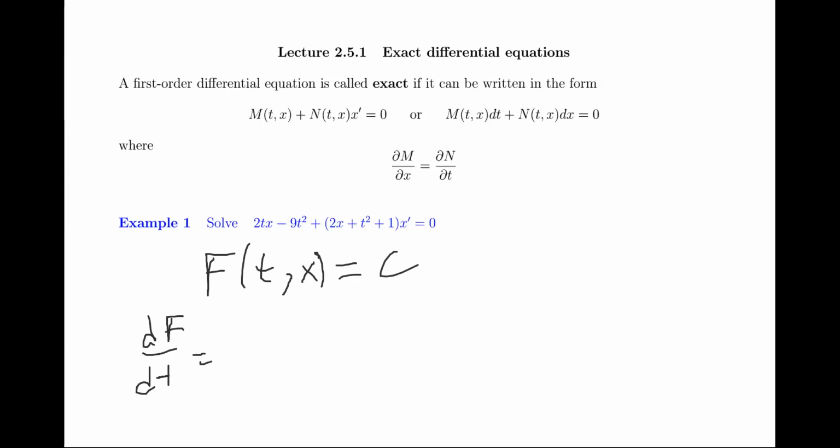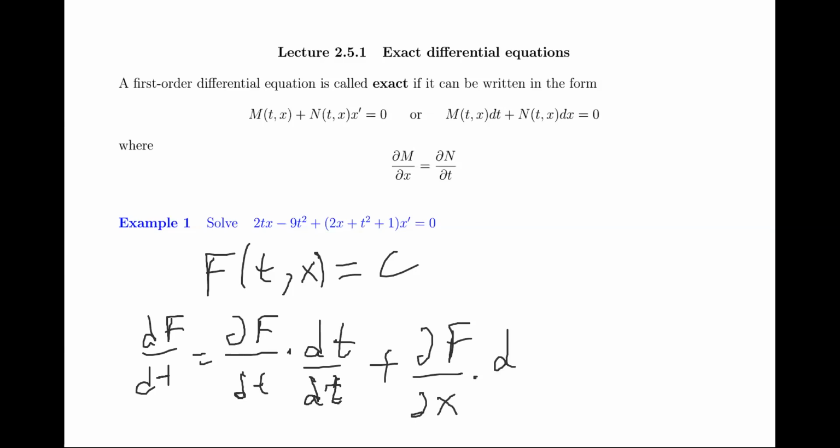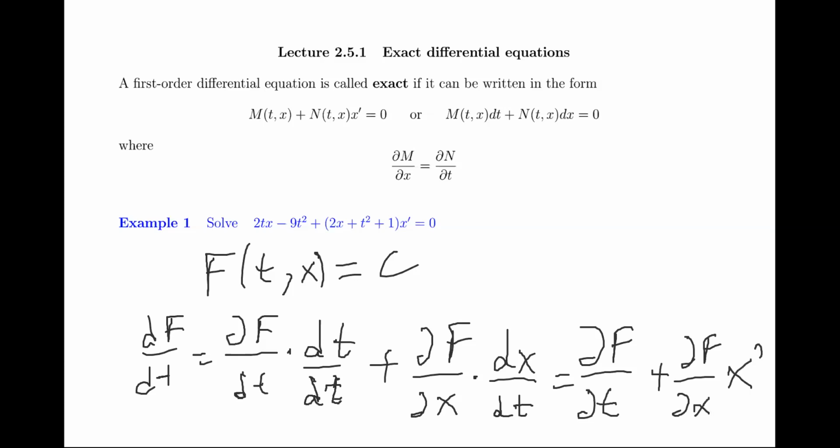Well, you might recall back in Calculus 3, you did some stuff like this where we talked about the chain rule. So the derivative of this is the partial derivative of f with respect to t times dt/dt, plus the partial of f with respect to x times dx/dt, which is equal to just the partial of f with respect to t plus the partial of f with respect to x times dx/dt, or in other words, x prime. Well, that looks like this expression up here.